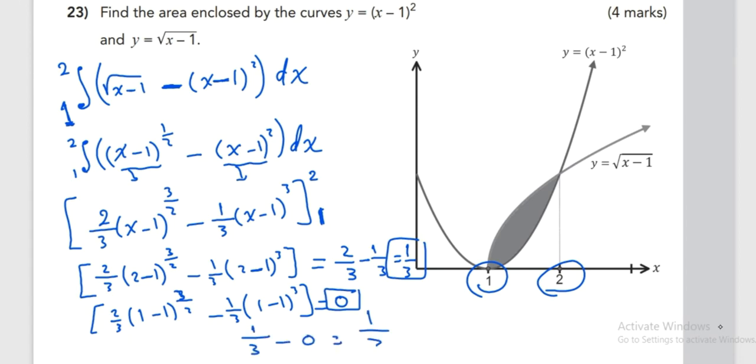1 over 3. Sorry, in this part, the value of this expression is 2 over 3 minus 1 over 3. So the final answer will not be 2 over 3, it will be 1 over 3. So the value of the first substitution minus the value of the second substitution will get 1 over 3. 1 over 3 is the value of the area, units square.